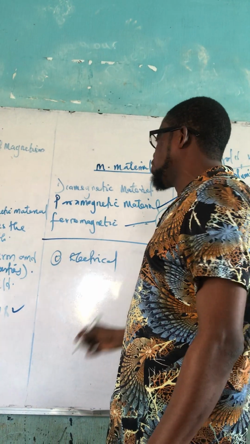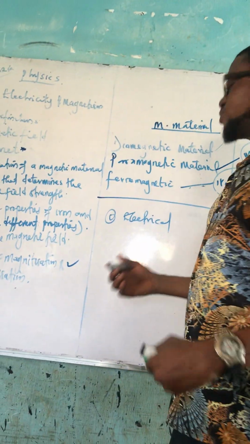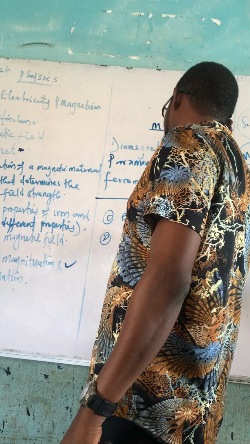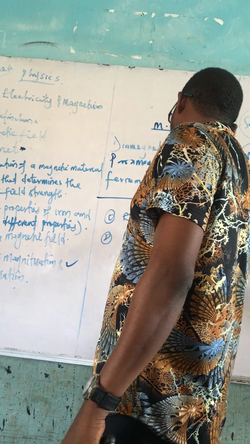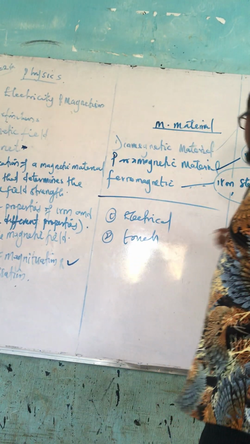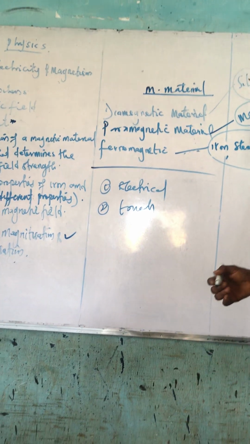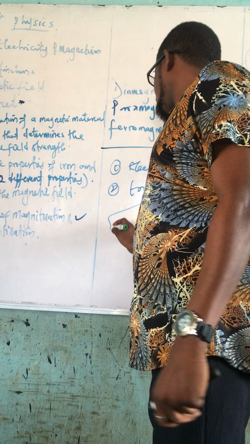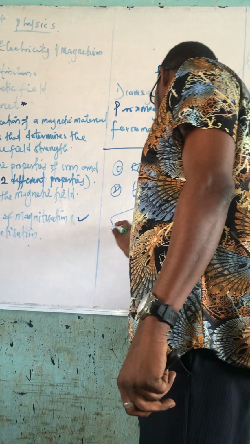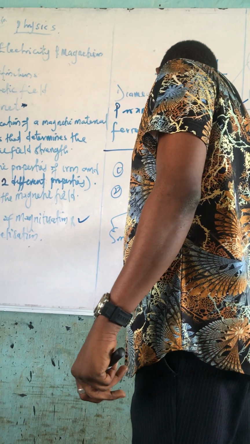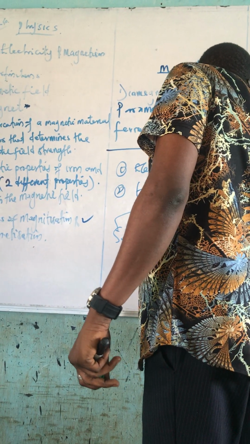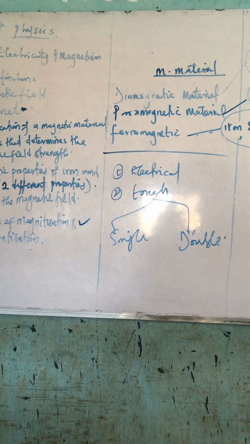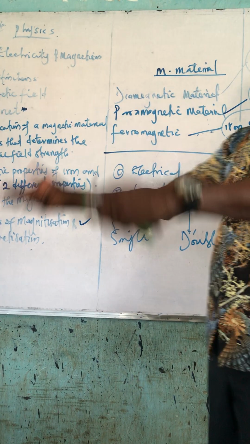So electrical method. Number two, we have touch method. Then touch is of two types. We have the single and we have the double. So these are the three ways of making a material to become a magnet.